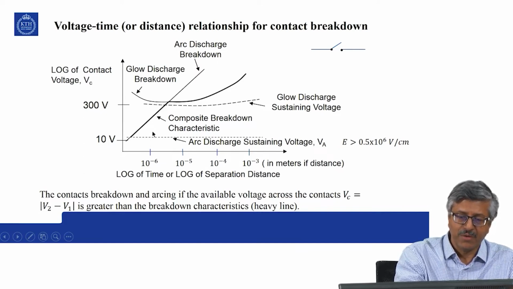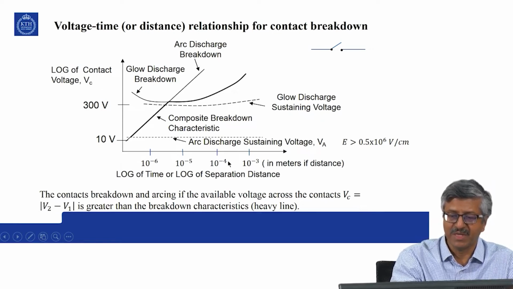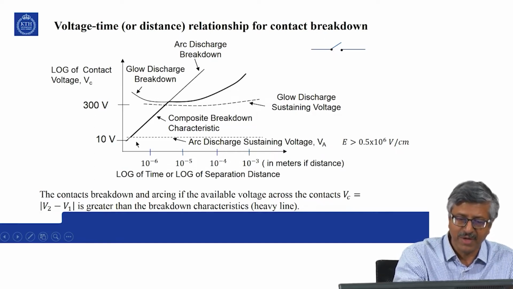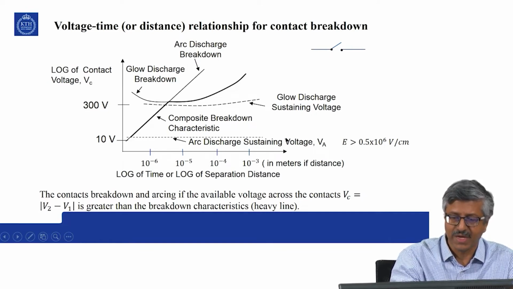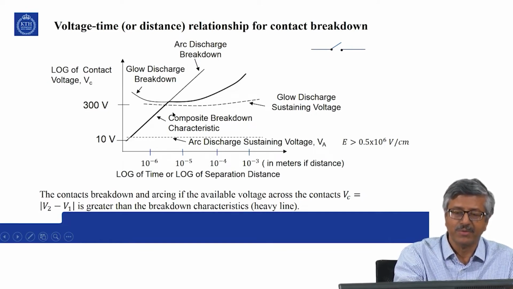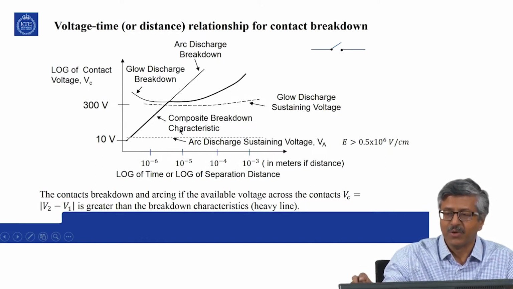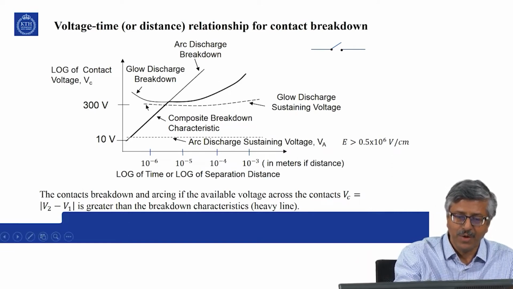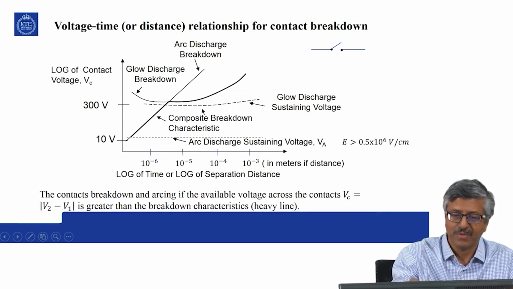If you are below this curve, suppose you have a voltage versus time, instead of meters we write time here, because if it is traveling at constant velocity, you can translate into time. So, if you have a curve like this, it will never go into breakdown. You only have this normal oscillation associated with resonance circuits. But if you go above this, then you will have a breakdown, either glow discharge or arc discharge.